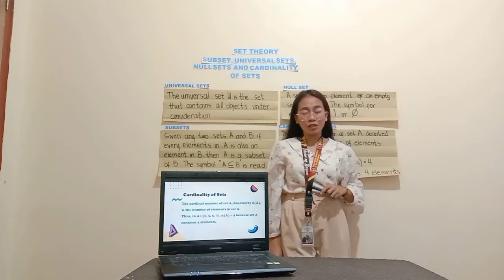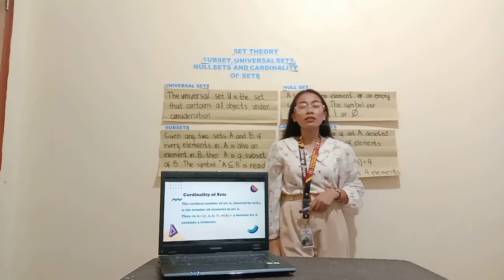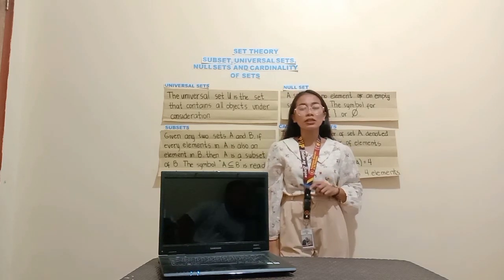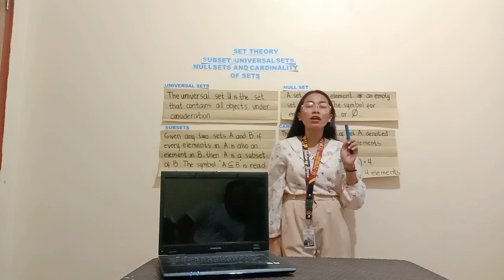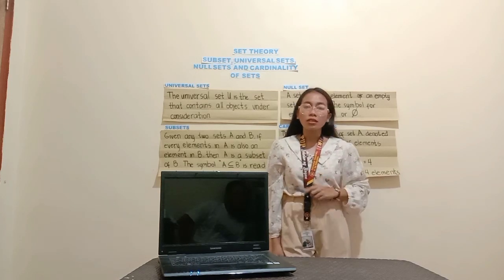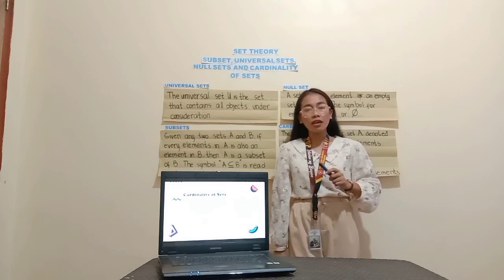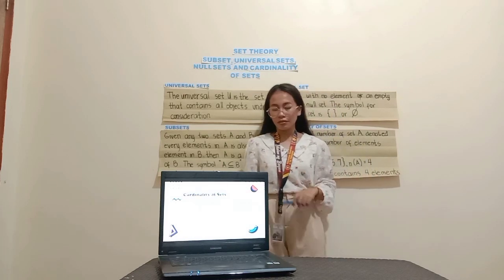Last is set K, the set of counting numbers less than 5. So what are the counting numbers less than 5? We have 4, 3, 2, and 1. So we have 4 elements, and the cardinality of set K is 4.